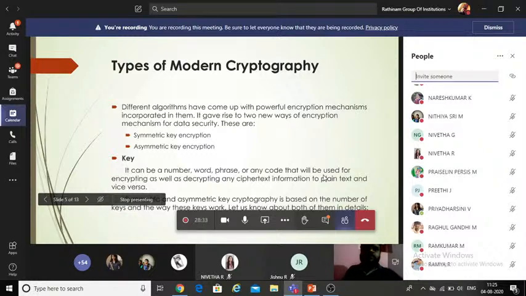Clear? Okay, and the next one is key. So what do you mean by key? Some secret key. I've told you in the last slide itself, I think. Some secret key will be used to lock my data or to encrypt my data. That is the purpose of a key, right? So what is a key? It can be a number, word, phrase, or any code. It can be in any other format. But that key will be used to lock your data, lock your message.